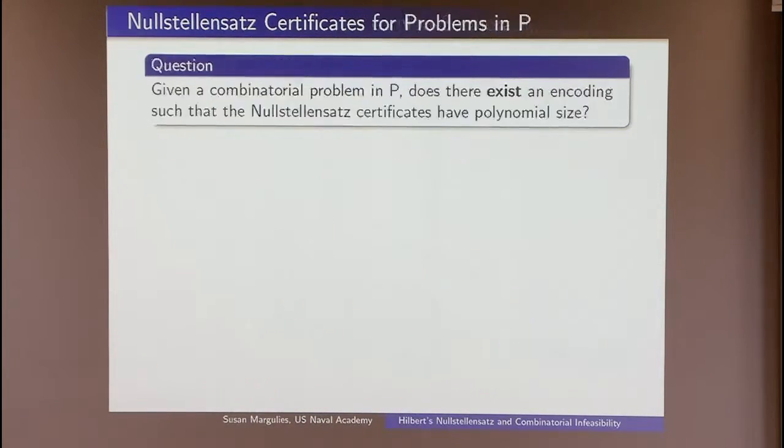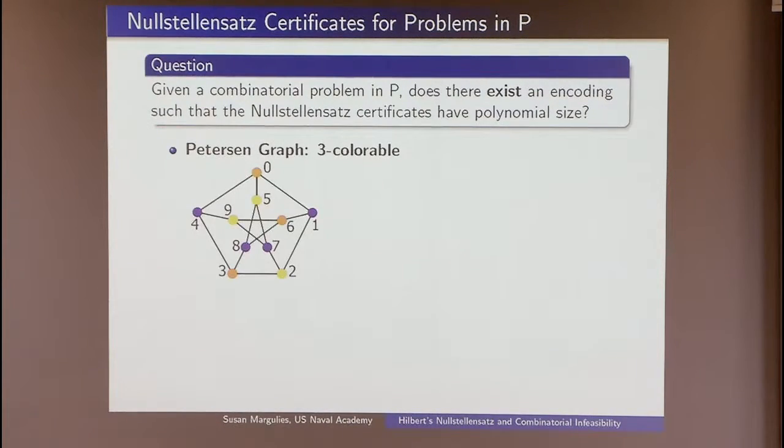So off we go. We've looked now at a nice variety of NP-complete problems, so why not look at problems that are in P? With the exception, of course, of the chordal graphs. That was a problem in P. So we ask, given a particular combinatorial problem, does there exist some encoding such that the Nullstellensatz certificates have polynomial size? If the problem is in P, will we have an easy algebraic proof?